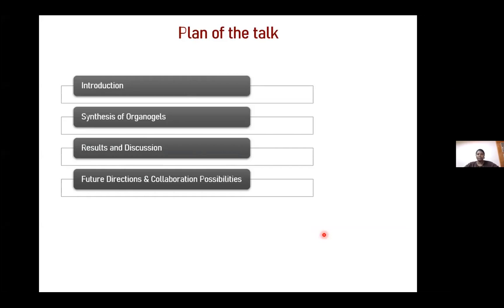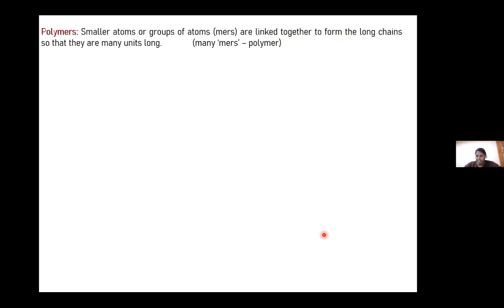So this is the plan of my talk. First I will introduce the main subject of today's talk. And then I will tell how the organogels can be synthesized. Then we will go to the results and discussions obtained on some kind of experiments using these organogels. And then we can see how we can take these materials forward and look for possible collaborations.